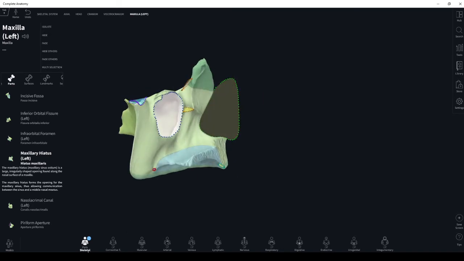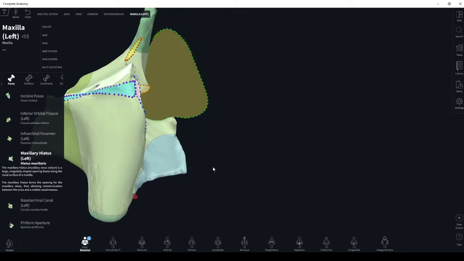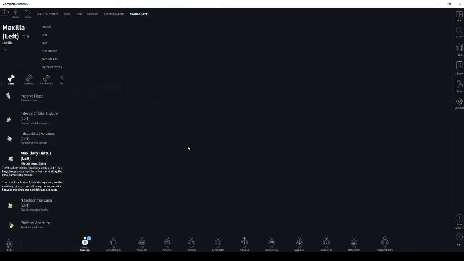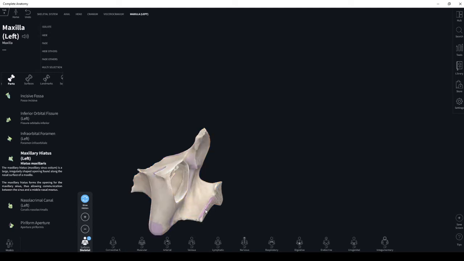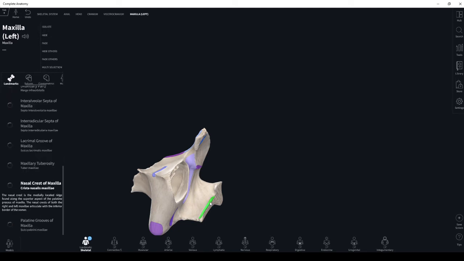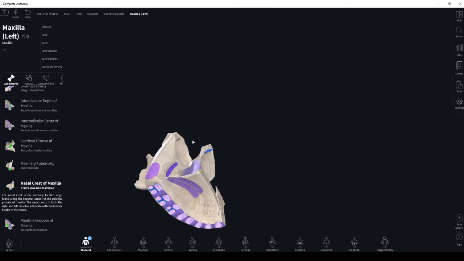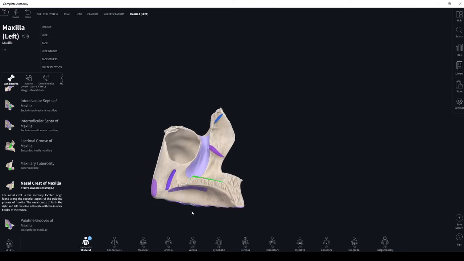And the last structure which you can find on it is the palatine crest, and the incisura notch. Here we can find this horizontal crest on the palate, the nasal crest of the maxilla, and on the opposite side, the palatine crest, which can be prominent or not.